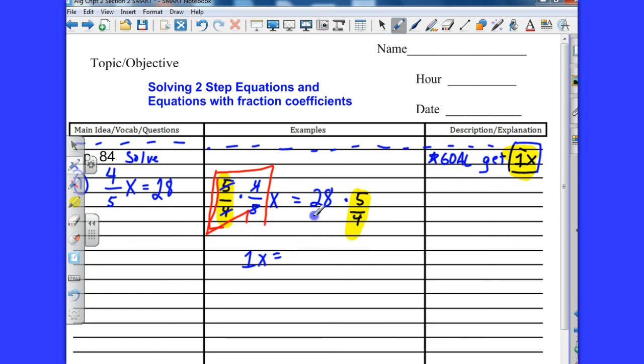So what you have to do over here is you have to simplify this side right here and multiply this out. 4 goes into 28 7 times. 7 times 5 is 35. So what I did is I multiplied the reciprocal on both sides.